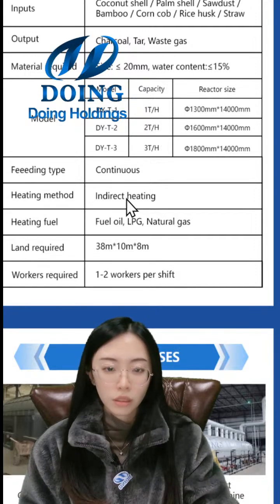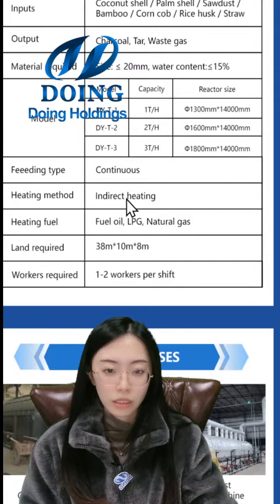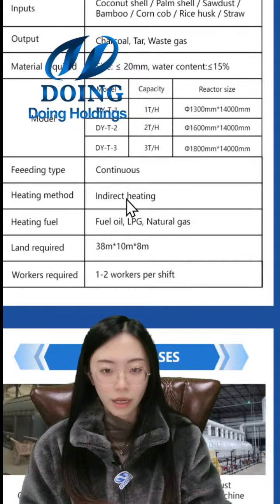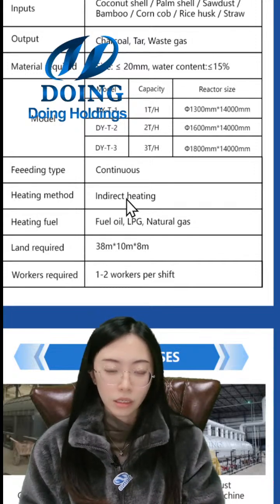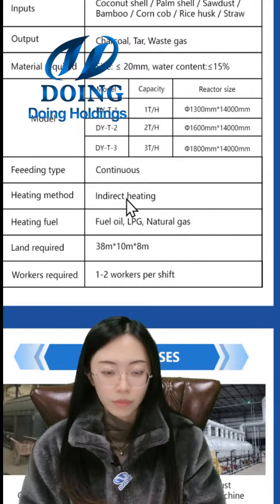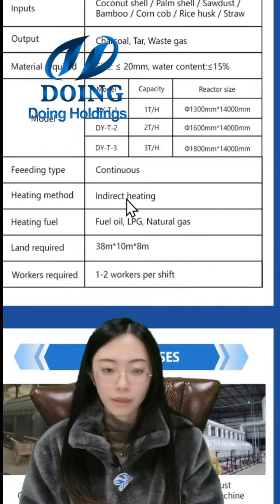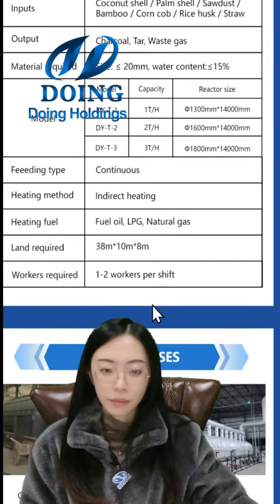And for workers, for the whole production line, we only need 1 or 2 workers just to control the whole production line, only in the feeding system and the slagging system. Because we have the PLC system, so the whole production line will work automatically. So it's much more labor saving.